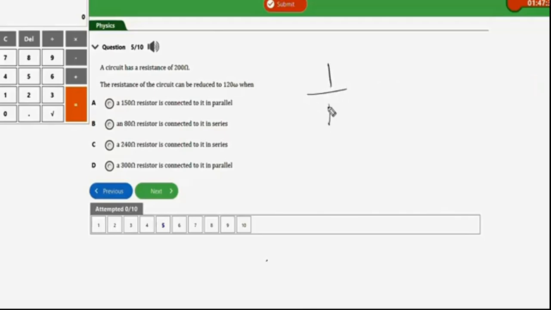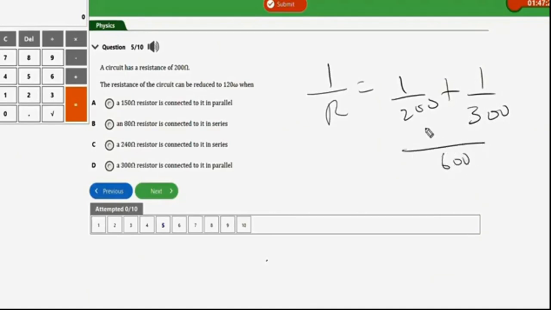Since this parallel connection is going to be 1 over 200 plus 1 over 300, the LCM is 600. 600 divided by 200 we have 3, plus 600 divided by 300 we have 2, so that we are left with 5 over 600. Remember, 1 over R equals this. So when you cross multiply, you're going to have 600.